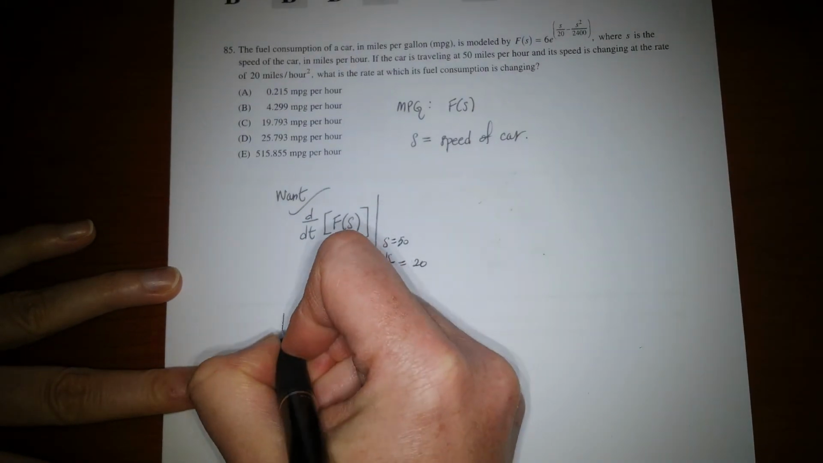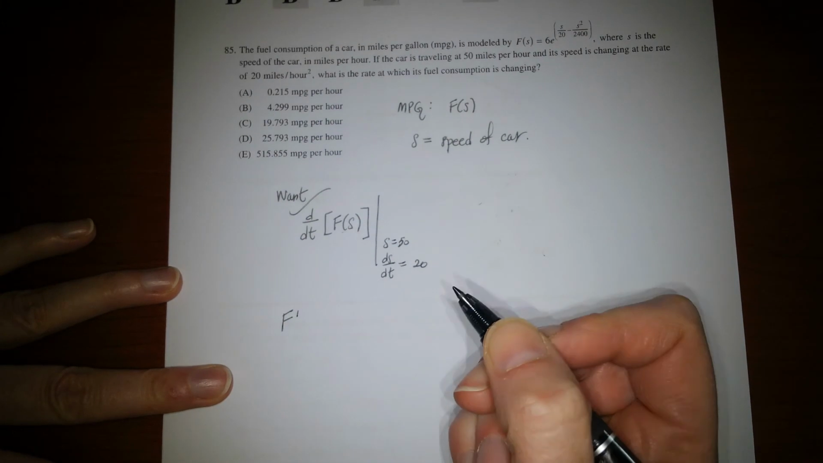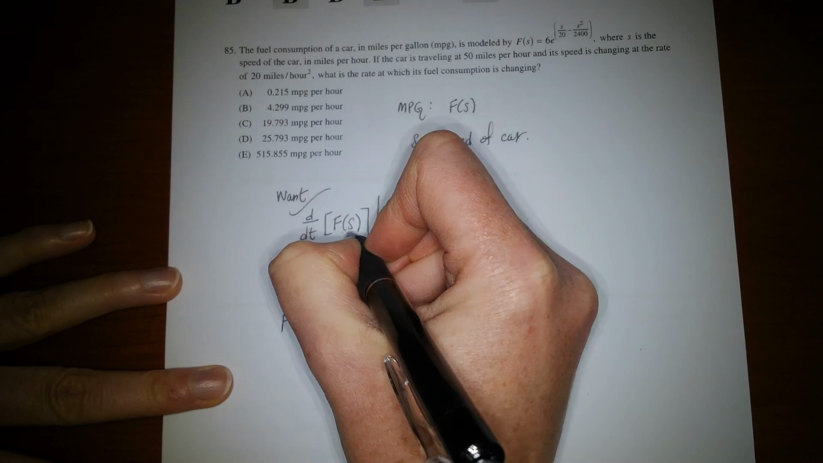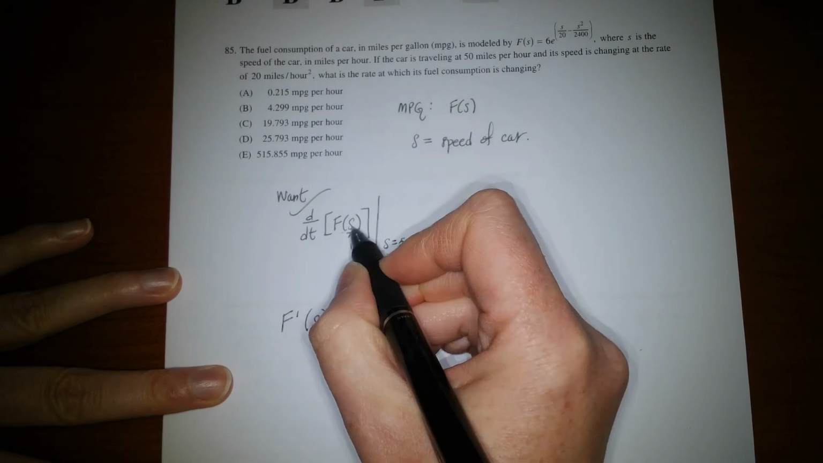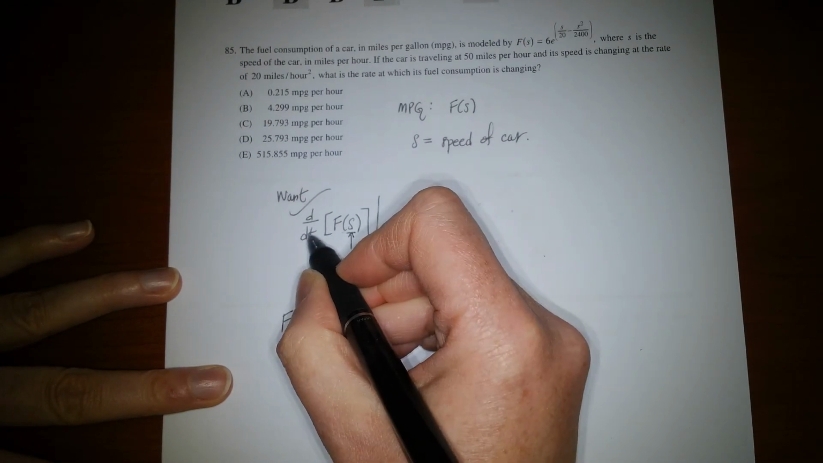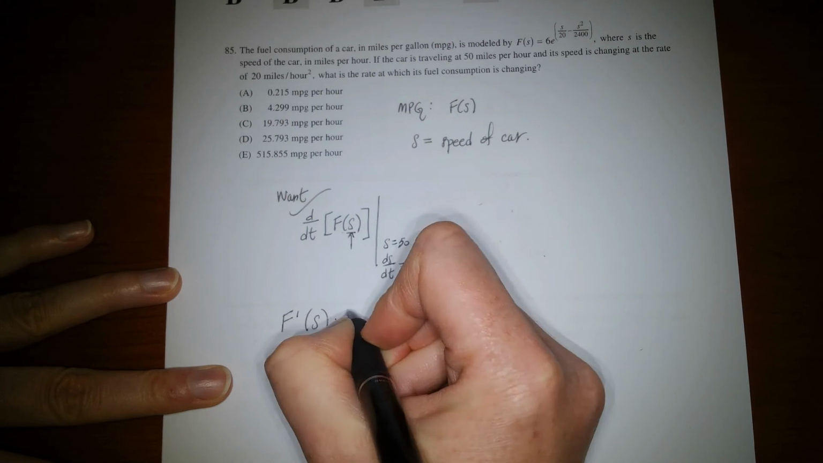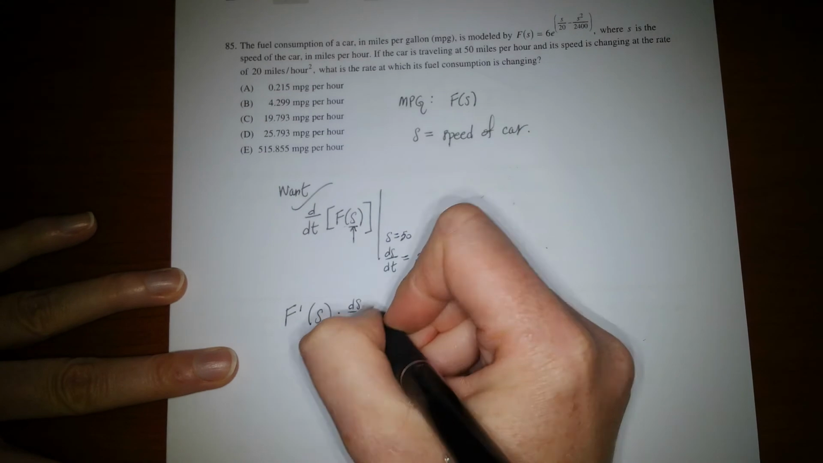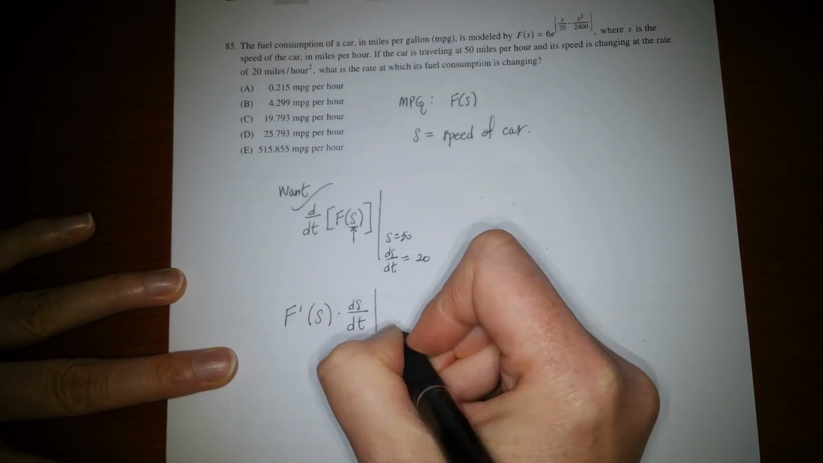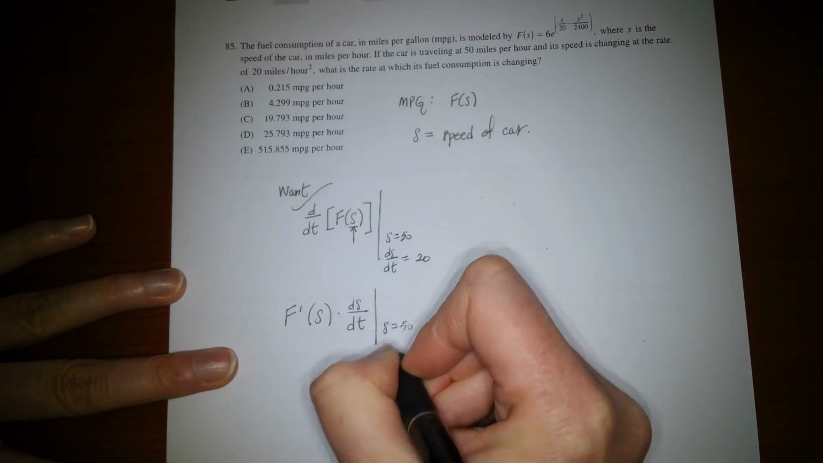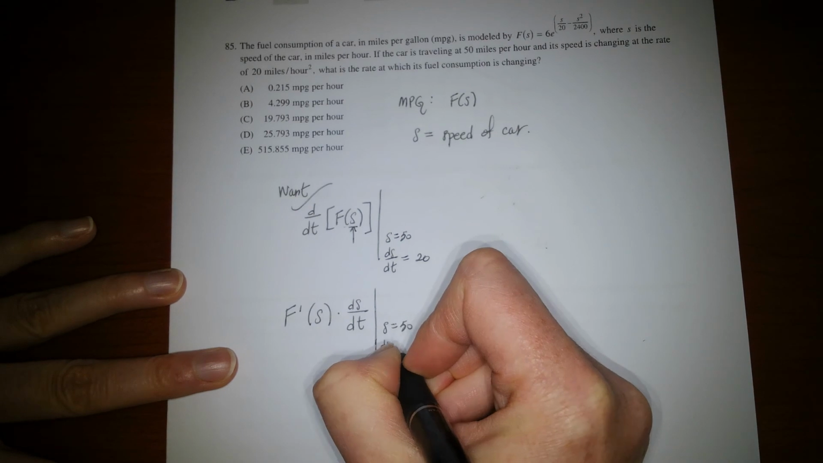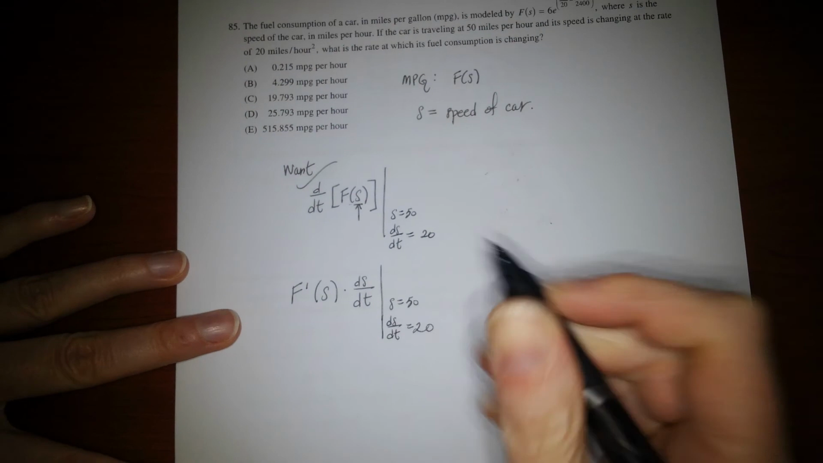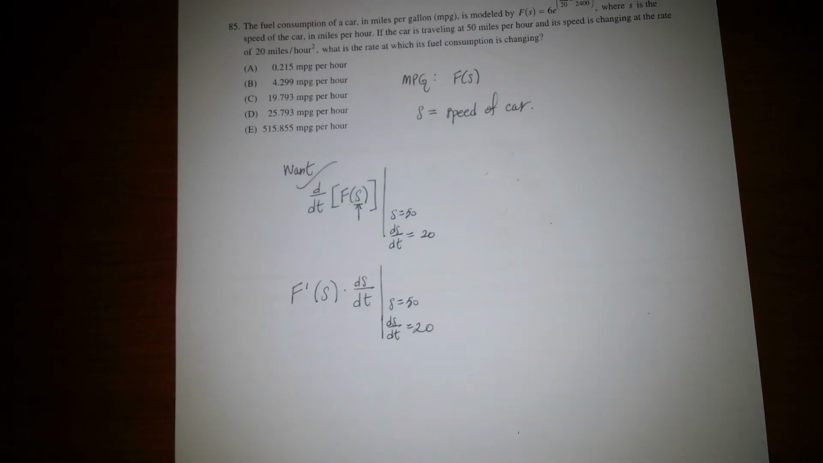I'll call it f prime, even though you could also call it lowercase f. And then you'd multiply that by the derivative of the inside function. The speed is a function of time, so you need to make sure you use the chain rule here. So you'd multiply by ds/dt. And then once you have that, you just need to plug in 50 for S and 20 for ds/dt. There you go. So that's what I'm going to do.